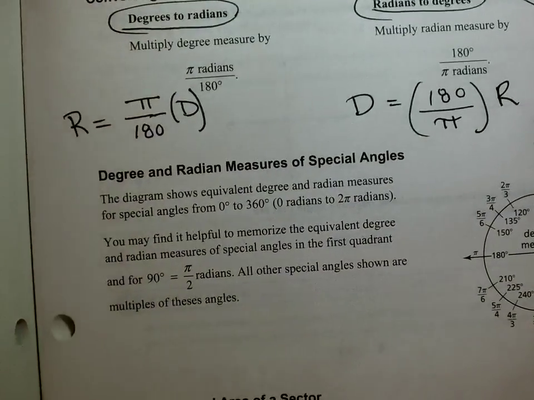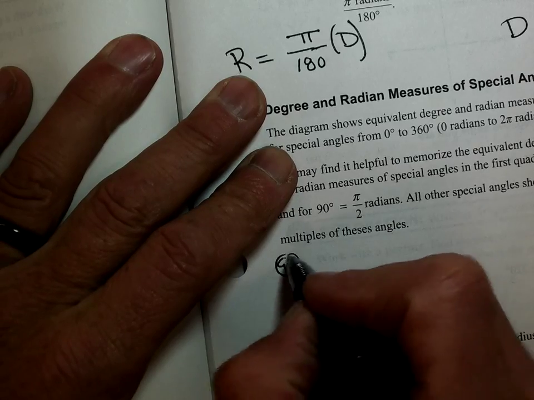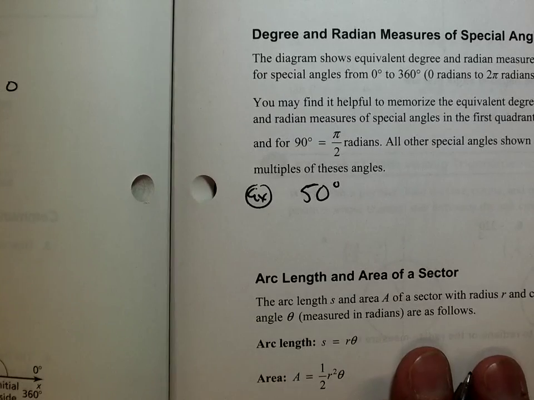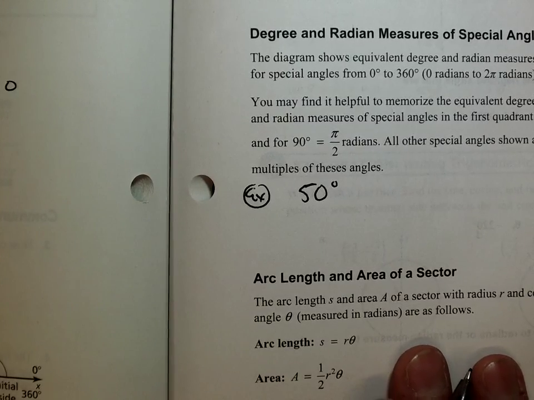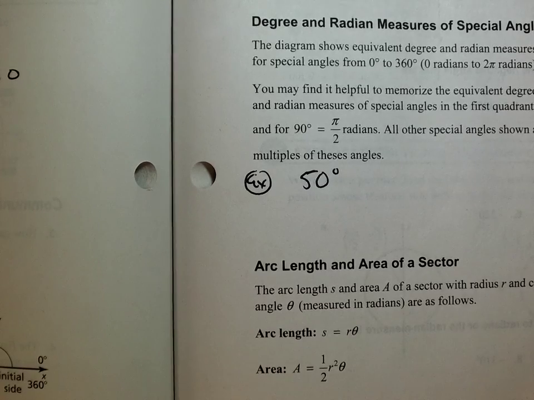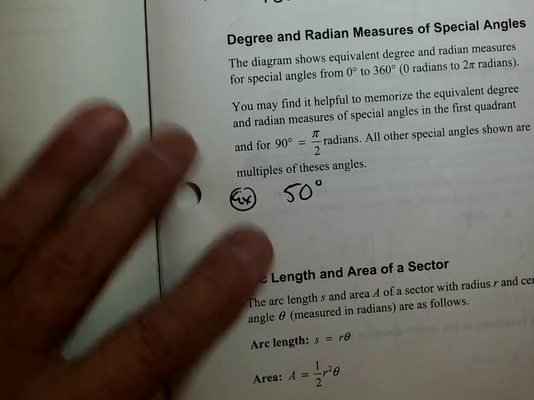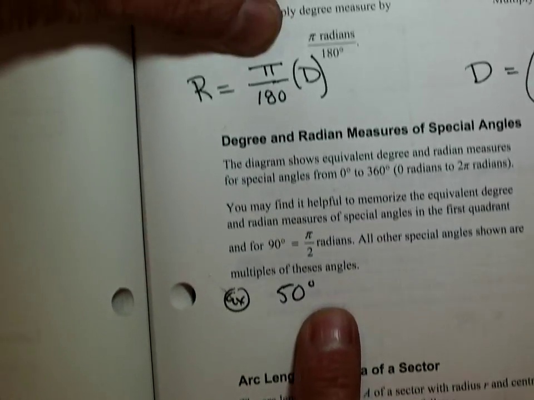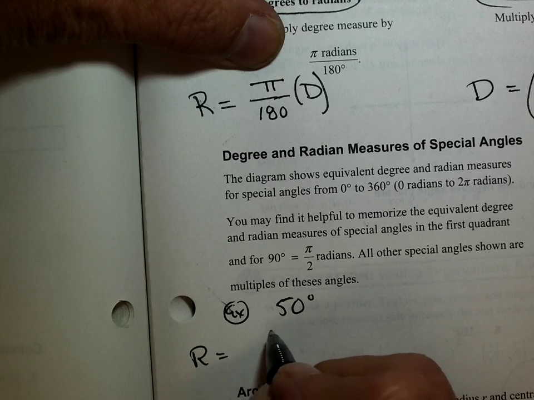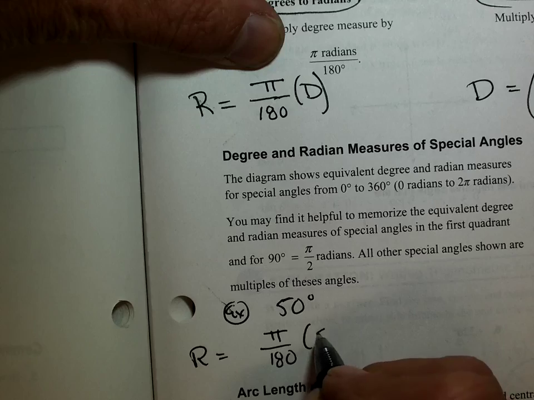So as an example, let's do an example down here. I said 50 degrees, right? So if I have 50 degrees, that should be some radian. I know it's around here somewhere, right? It's around here somewhere, but what's the radian, okay? So let's use our formula. We're going to simply go, the radian is equal to pi over 180 times 50.